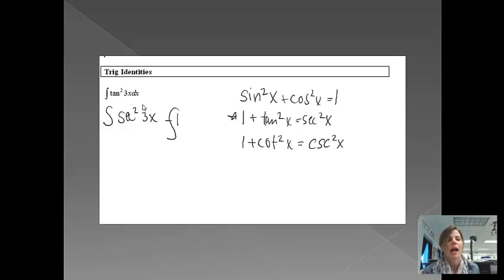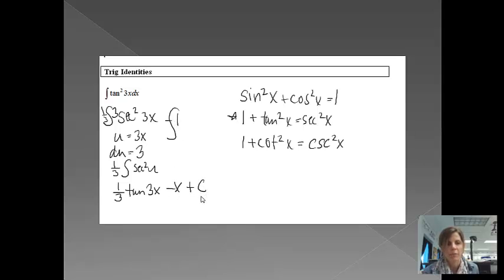Okay, I do have an integral for secant squared, but I do have a 3x, so I'm going to do a u substitution. So I'm going to let u equal 3x. The derivative of 3x would be 3, so I'm missing a 3 on the inside, so I'll put a 1/3 on the outside. So that gives me 1/3 the integral of secant squared u, and I know that the integral of secant squared is tangent, so this one will be 1/3 tangent u. So that part is done, and then minus the integral of 1 is x, and then plus c.